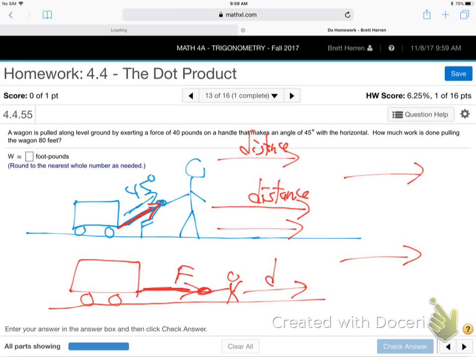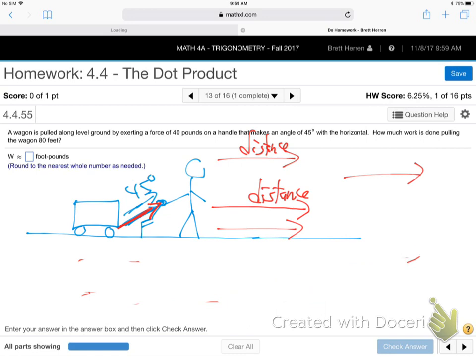So the distance vector is straight to the right, because why? Because the wagon is moving straight to the right. The wagon's not going up, not going down. It's going straight to the right. And the force vector is at an angle, though. So the force vector is not perfectly lined up with the distance vector unless you got a super short person, a child, pulling the wagon. Then the force vector would be lined up with the distance vector. That's not typical, so let's say that's not the case.